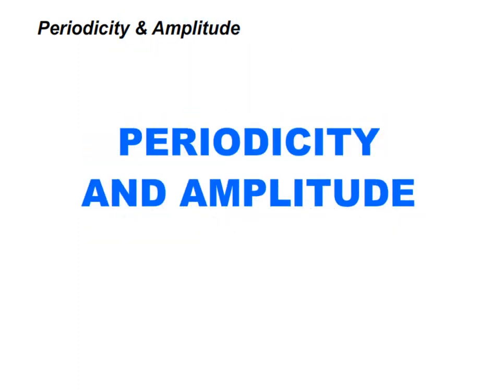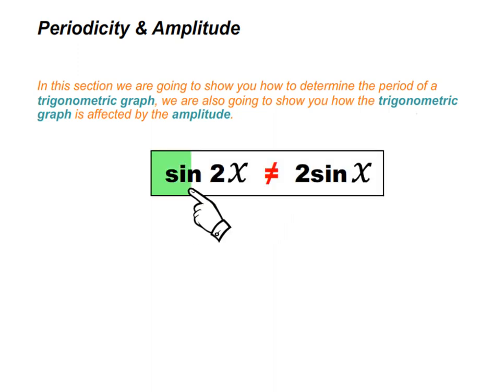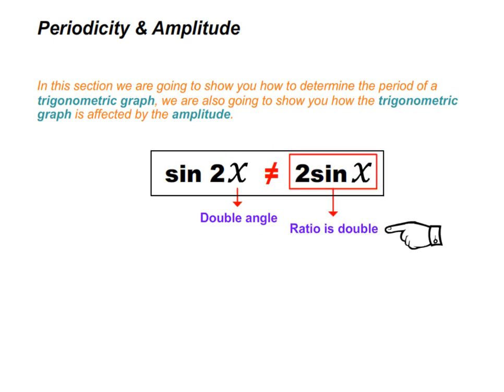periodicity, and amplitude. In this section, we are going to show you how to determine the period of a trigonometric graph. We are also going to show you how the trigonometric graph is affected by the amplitude. Before we continue, it is important to know that sine 2x is not the same as 2 sine x. Look at the picture. Sine 2x tells us that x is a double angle. 2 sine x tells us that the ratio is double.